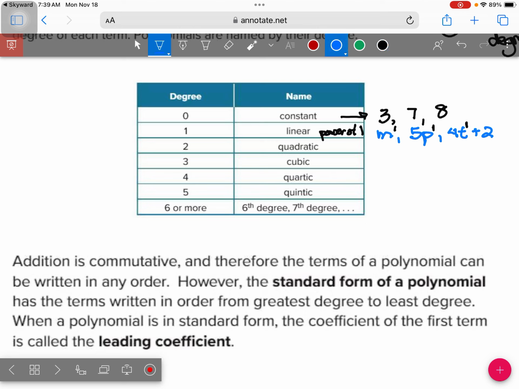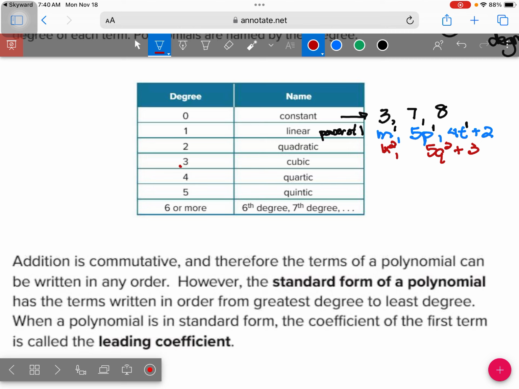So that might be 1, let's do a different color, 1x squared. That could be 5q squared plus 3. Somebody knocking? No? Okay.